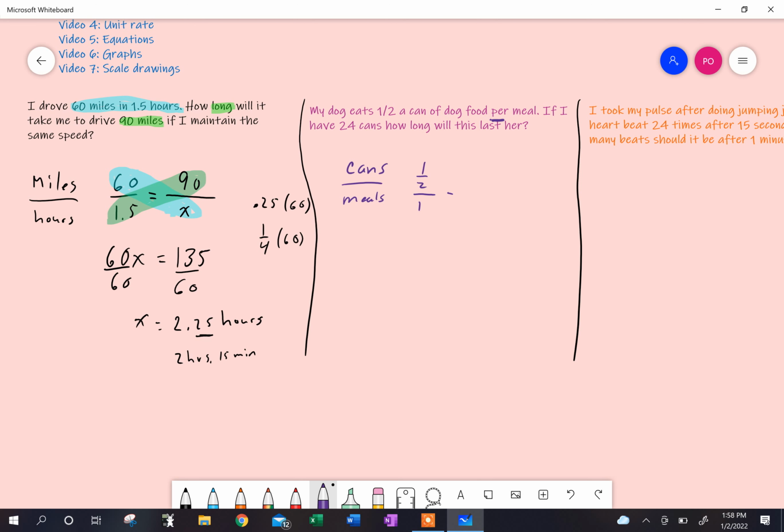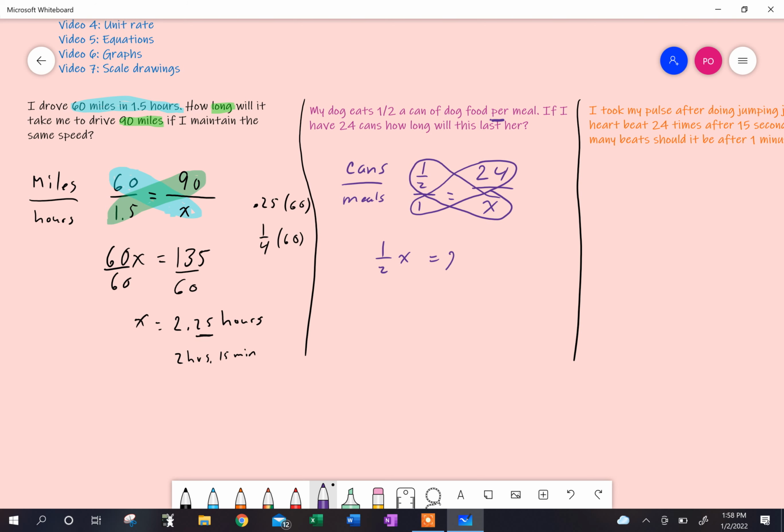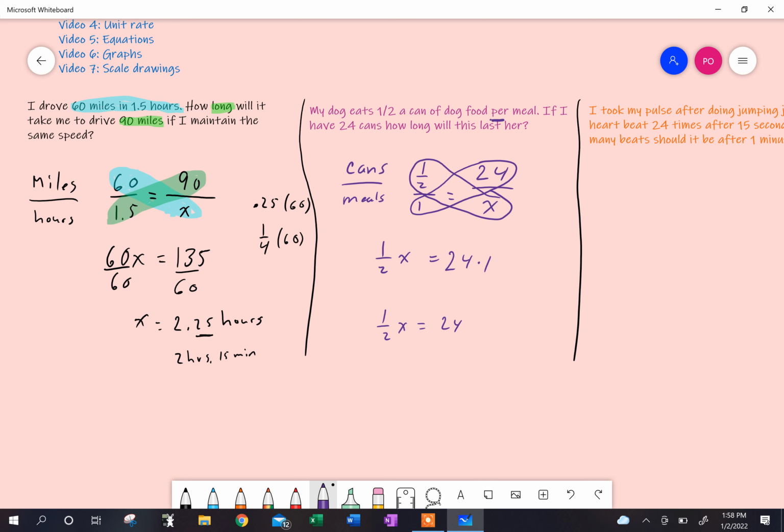This word per means 1. So I have 1/2 over 1. And now I have 24 cans over how many meals? I don't know. So once again, when I do cross product here, it's going to be 1/2 times x equals 24 times 1. Well, 1/2 times x is 1/2 x. 24 times 1 is 24.